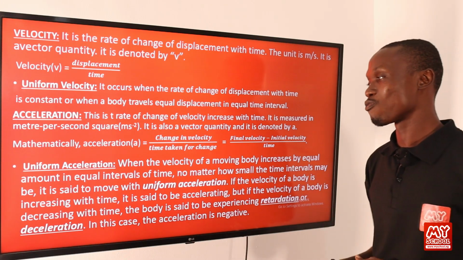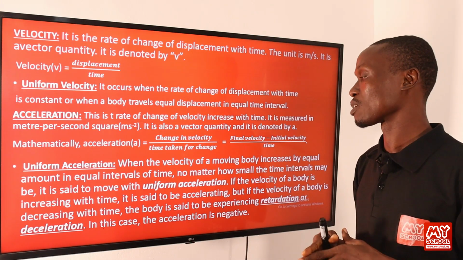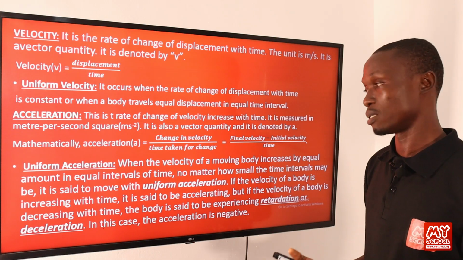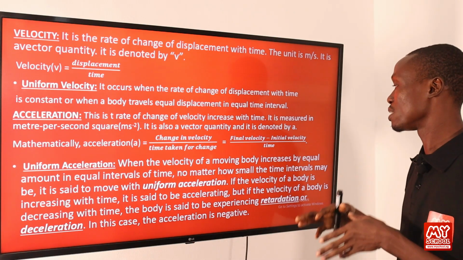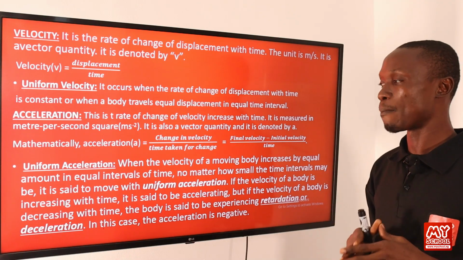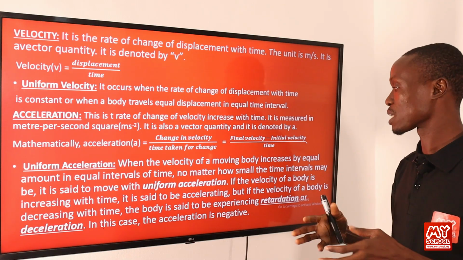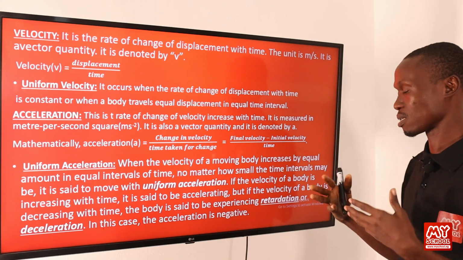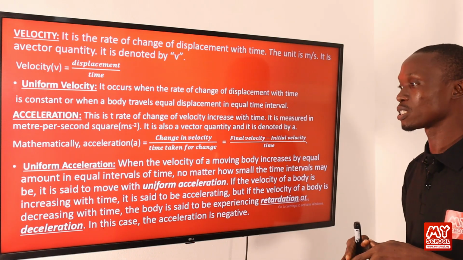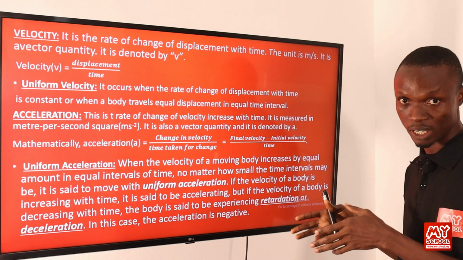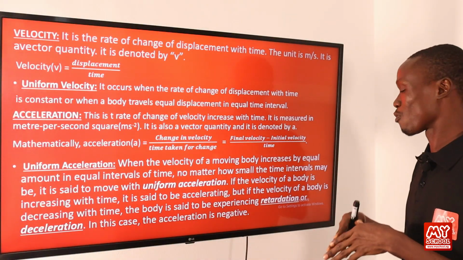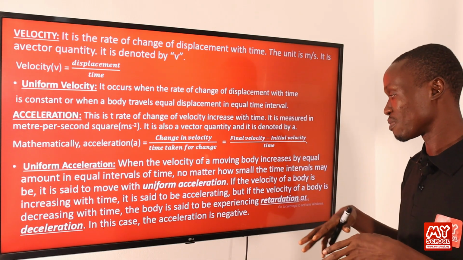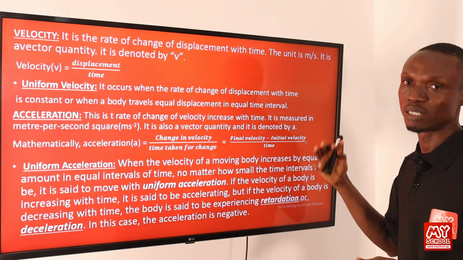So let's talk about uniform acceleration. Uniform acceleration is obtained when the velocity of a moving body increases by an equal amount in equal intervals of time, no matter how small the time interval may be. It is said to move with uniform acceleration. So if the velocity of a body is increasing with time, it is said to be accelerating. But if the velocity of a body is decreasing with time, we say that body is experiencing retardation or deceleration.